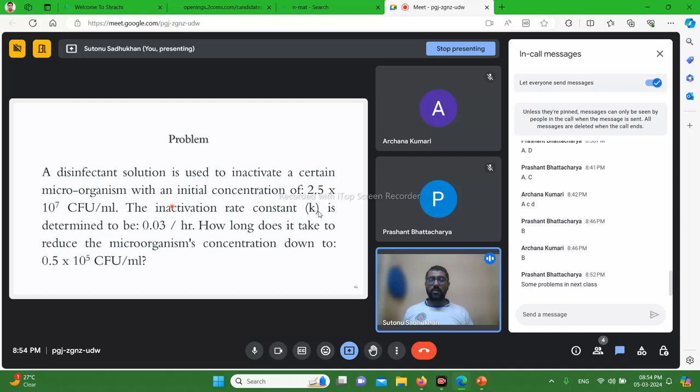A calculator is required because there is an exponential term, so you may have to take ln on both sides, depending on the data given. I'll wait for one more minute. Take your calculator, or you may use your mobile calculator, or calculate on a laptop. If you have to take the log, then those values will come.